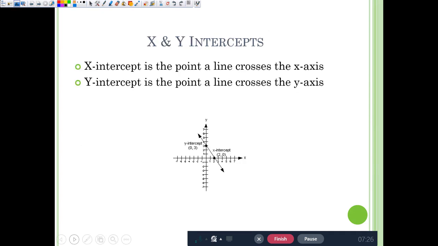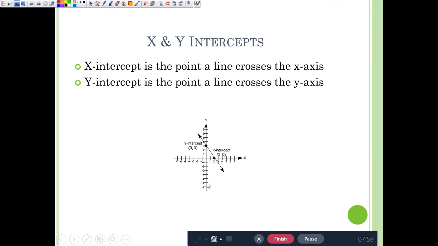An x-intercept is the point of the graph that crosses the x-axis. The y-intercept is the point on a line that crosses the y-axis. So this is my x-axis here. This point is my x-intercept. Okay, it's at 2. What is my y value anywhere on my x-axis? 0. What if this is my point here for my y-intercept, which is at 3?